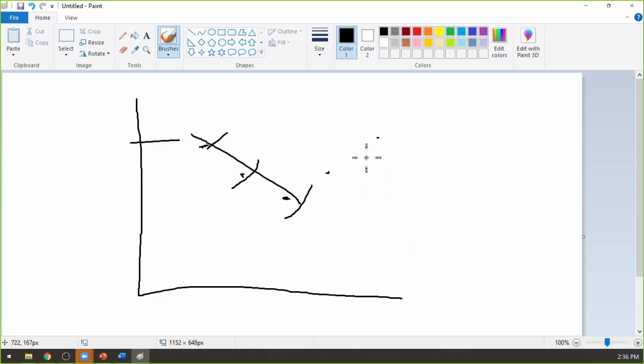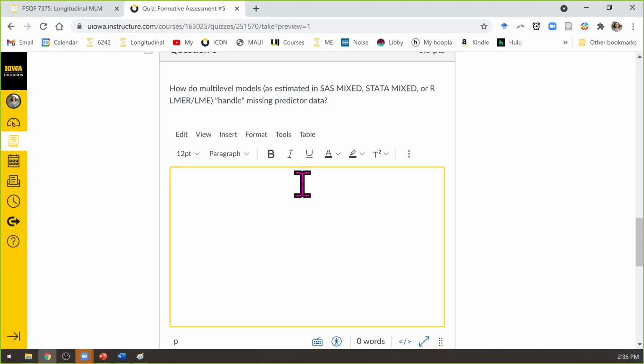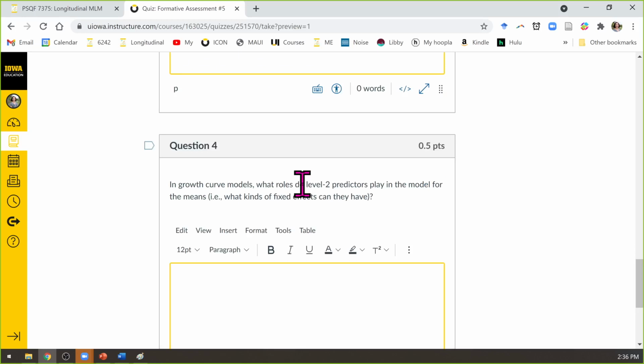Clearly, I was not meant to be an artist, but it works. Okay. Questions on any of that, for real? All right. Last one then.